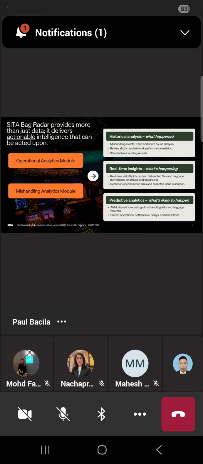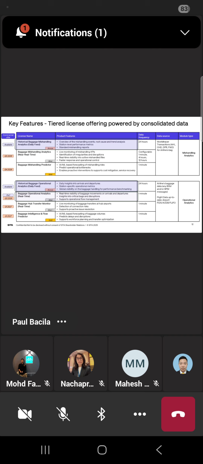And now, Paul, sorry, just to interject, will you be showing some example of how this predictive analytics, the third portion of Bag Radar, works? Yeah, I'll reach that. Actually, this is our roadmap. It's not developed yet. Oh, it's part of our roadmap, okay. So now I reach the structure, right?